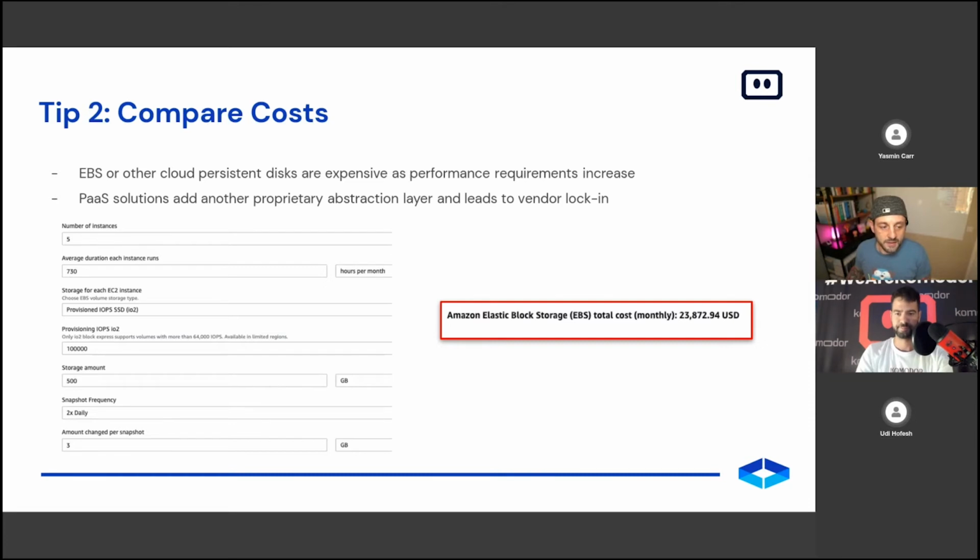5 instances doing this with 500 gig, which is not that big. This is the cost per month. That's 24 grand per month. It's not cheap. So what is the alternative?